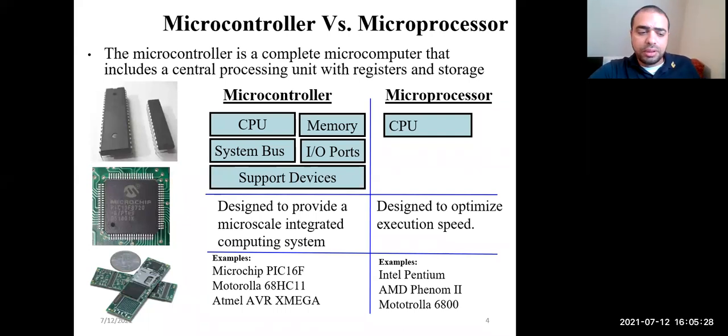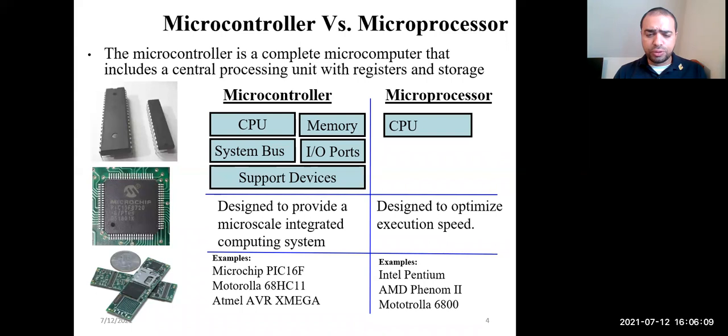The microcontroller contains a microprocessor unit in the chip, built in with memory, with everything that you need, as you see over here. So a microcontroller is built for achieving single tasks in real time. As long as it can achieve small tasks for you in real time, then it did its purpose. So this is the difference between the two. A microcontroller is designed to provide a microscale integrated computing system, such as an embedded system, while a microprocessor is designed for speed.